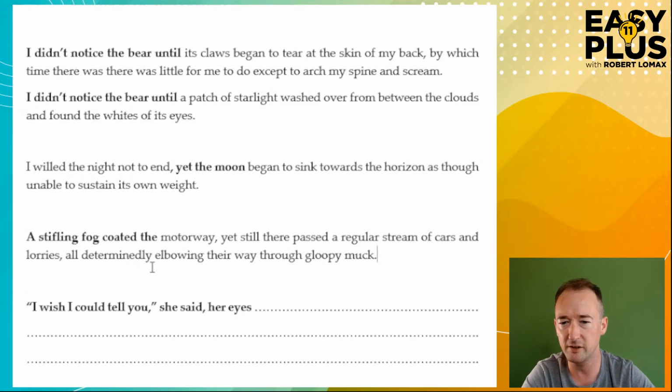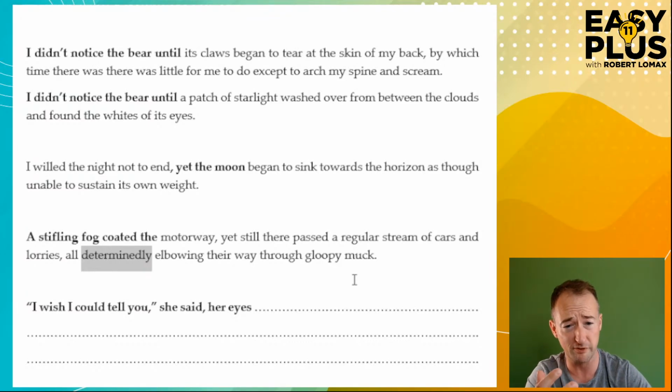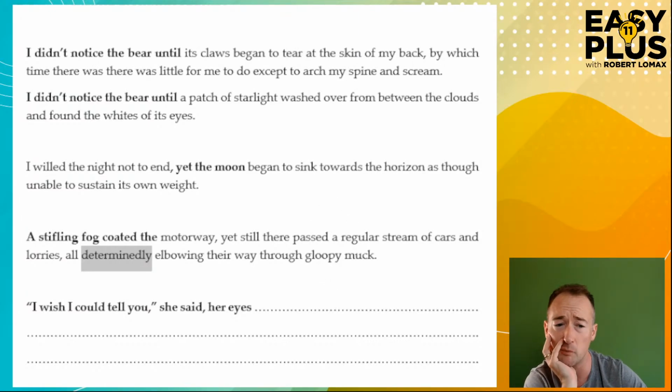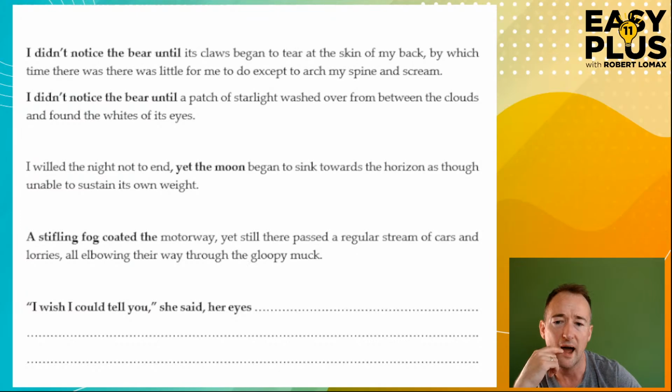I often say that people should be hesitant about adverbs, because often you don't need the adverb, often a better verb will do. So here we've got a really precise verb, elbowing, and you might well say that if you elbow your way through something, that shows that you're determined. So the word determinedly is unnecessary because it's already included. Let's try that. Yet still there passed a regular stream of cars and lorries, all elbowing their way through the gloopy murk. That's better. All elbowing their way through the gloopy murk.